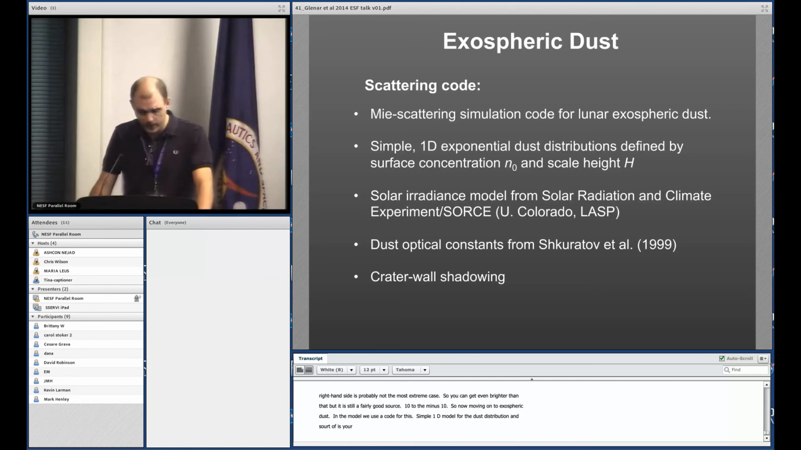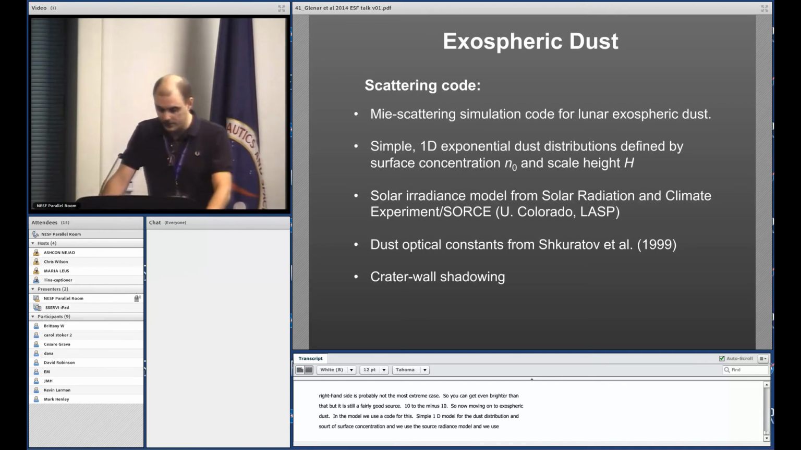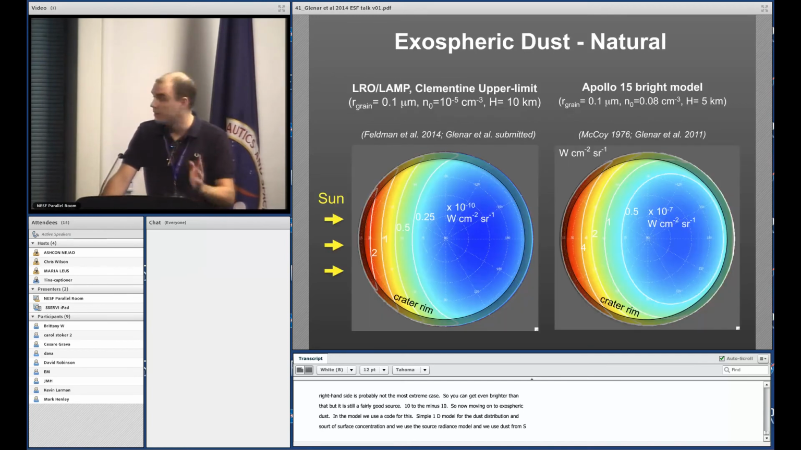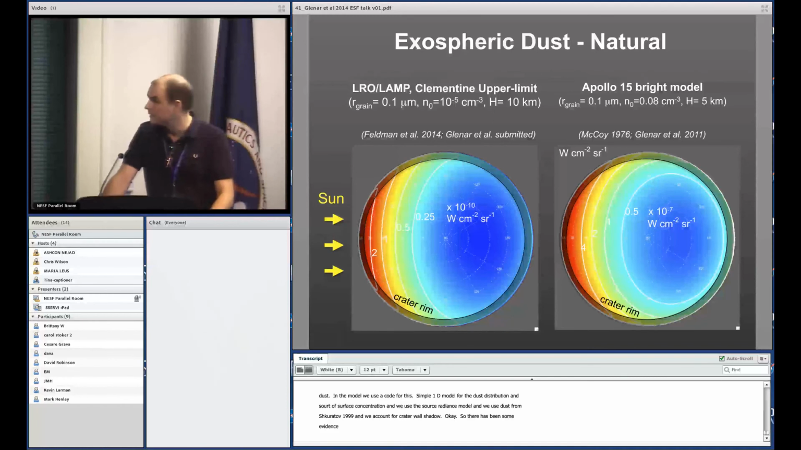In the model, we use a Mie-scattering simulation code for this. We assume a simple 1D model for the dust distribution with a surface concentration and a scale height. We use the solar radiance model, and we use dust optical constants from Shkuratov et al. 1999, and we account for crater wall shadowing.